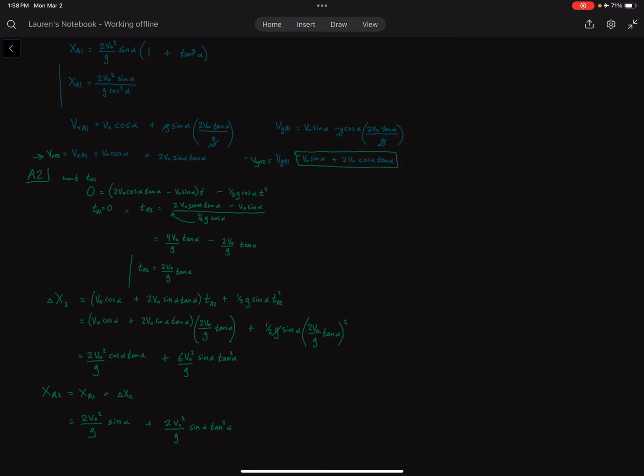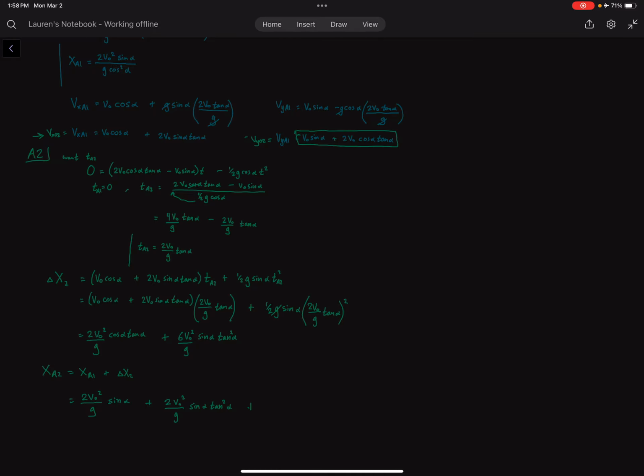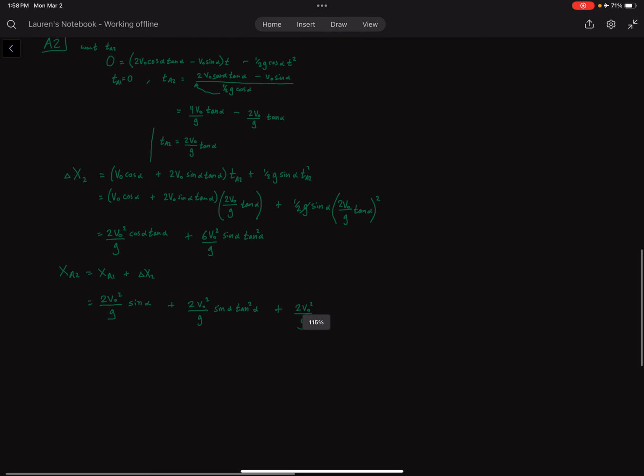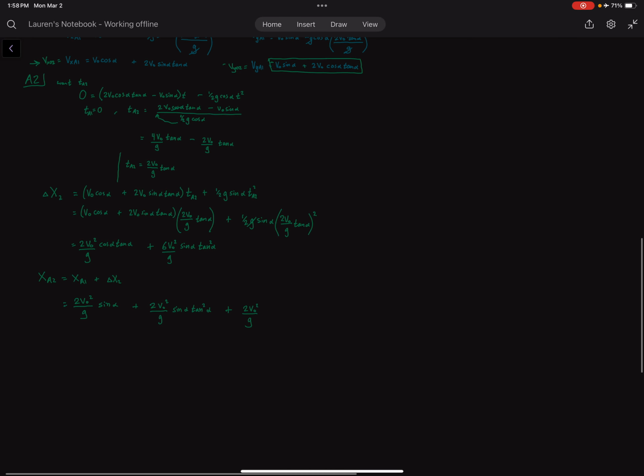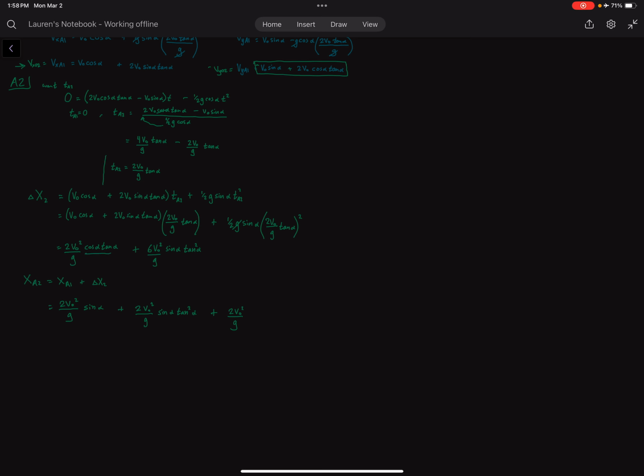Let's see. Oh, hey, look. Looking up at this original term, I'll just continue writing it out. So plus 2v0 squared over g. So now we're referencing just here. So I'm going to go back to this. So look at cosine alpha times tangent alpha. That's sine alpha, which matches this term. So that's pretty freaking nifty. And then plus 6v0 squared over g sine alpha tangent squared alpha.